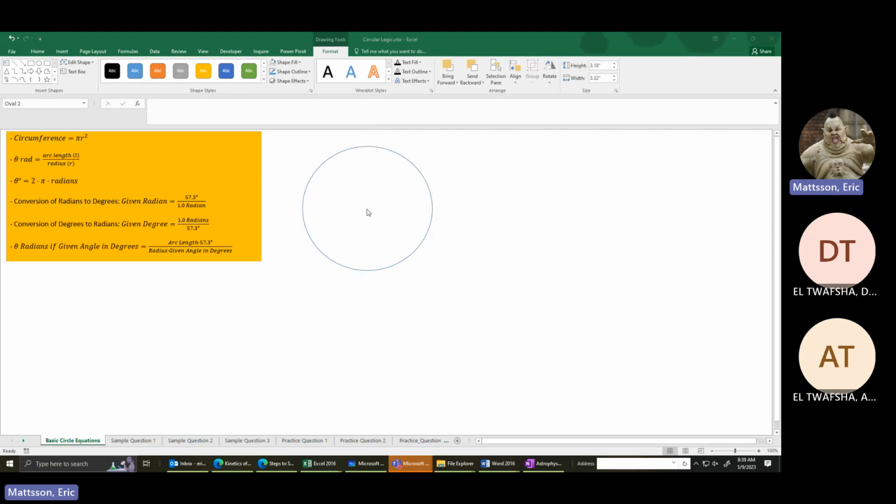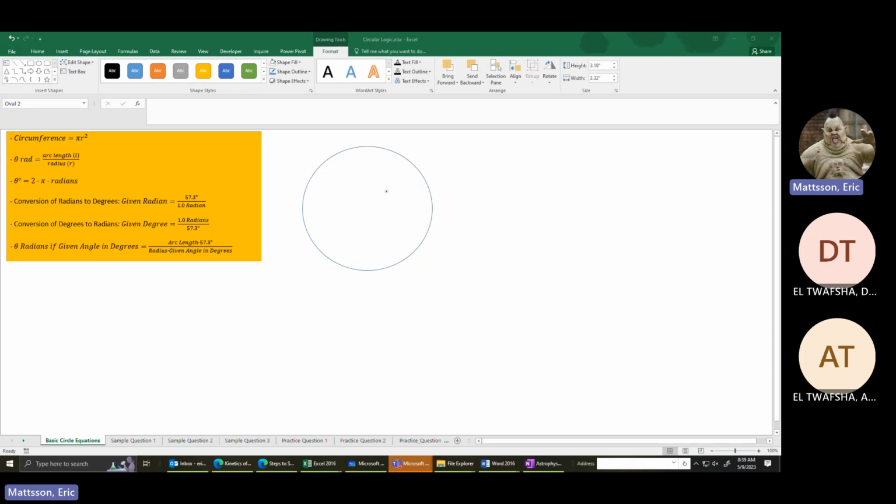So we put annotations. We go to the center of the circle and we draw out. So you now have your angle.